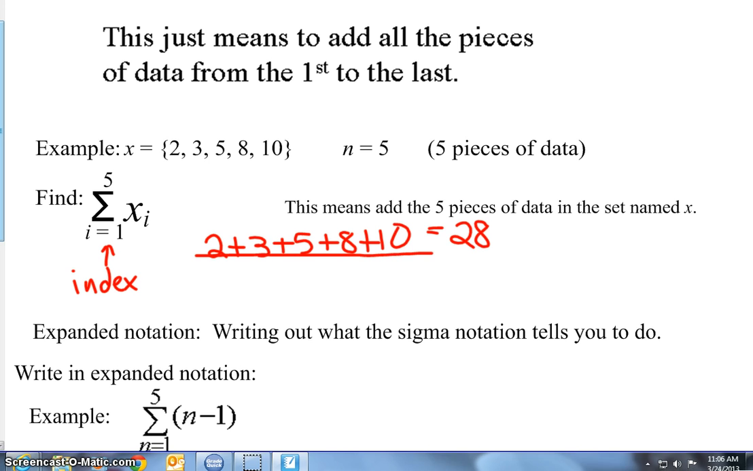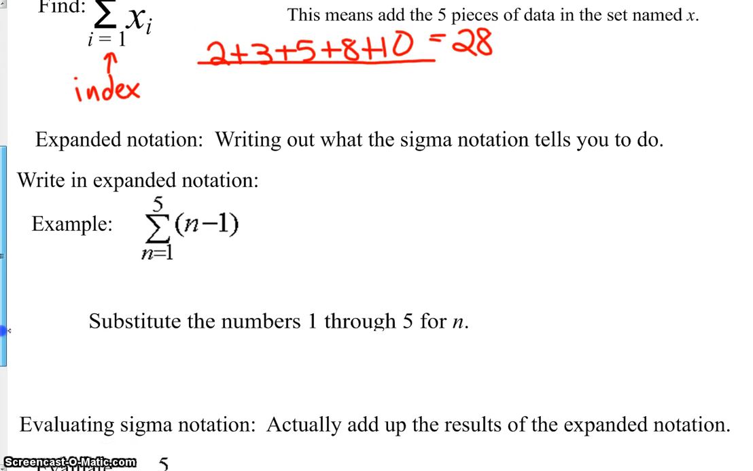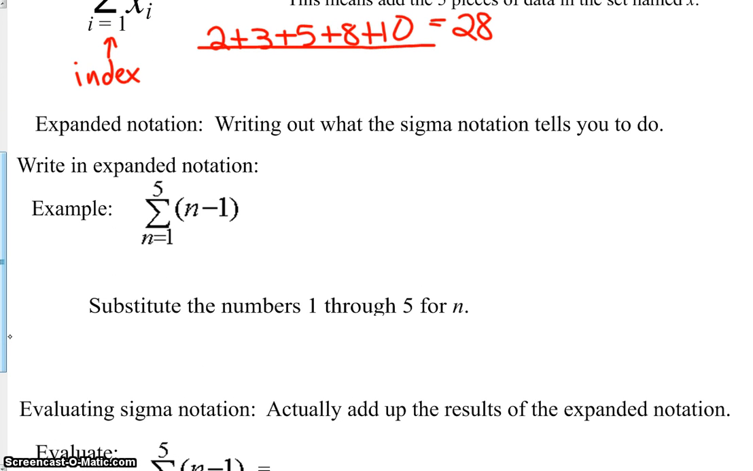Now, in the next example, we are going to be using it to apply a formula. To do this, we'll write the problem in what we call expanded form and then evaluate it. In this problem, our index says we are going to use values of n, and these are always integer values from 1 to 5. We're going to fill them into the formula of n minus 1.